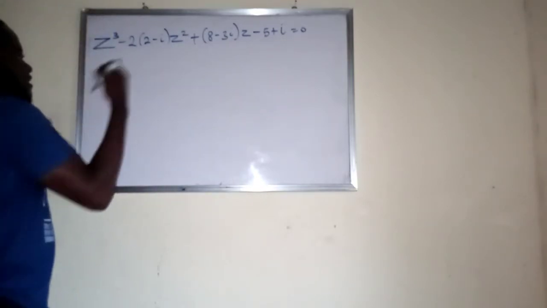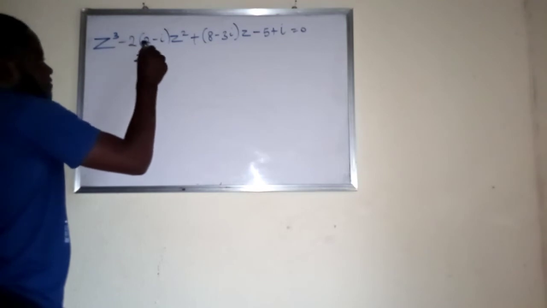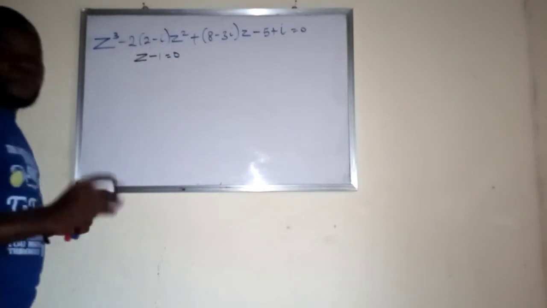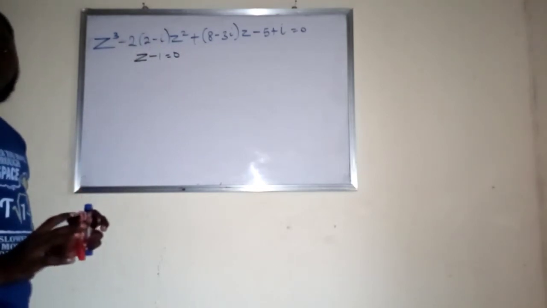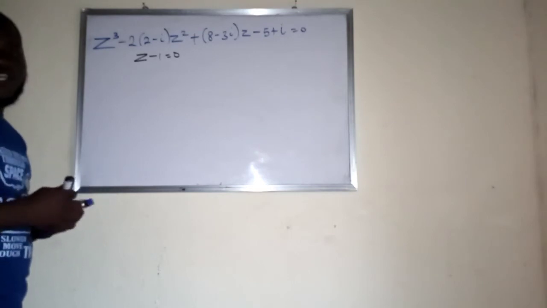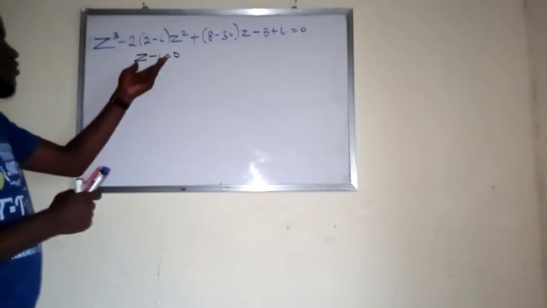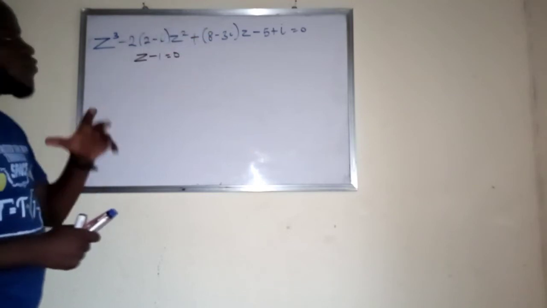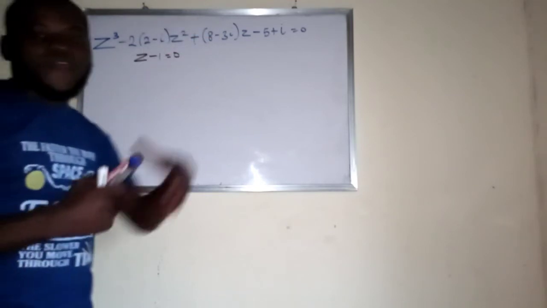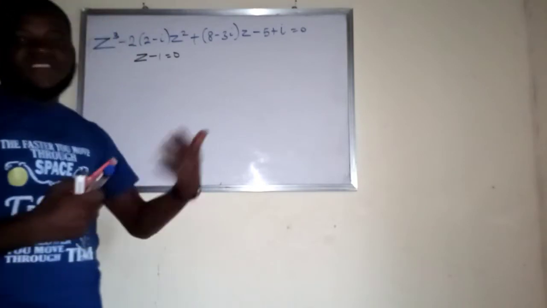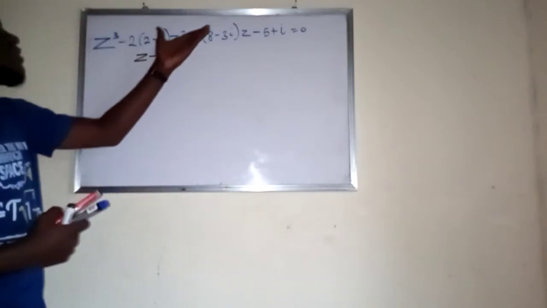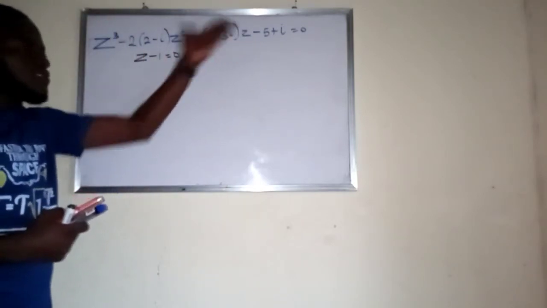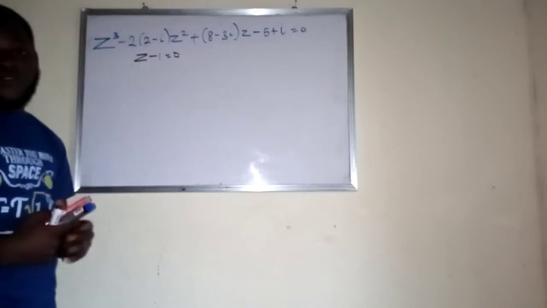So if z is equal to 1, automatically we have found one of the factors of this particular polynomial. So it means that z minus 1 equals 0 is a factor. What we are going to do next is use this factor to divide the main equation so that we can get the remaining two factors, which can be the quotient of the result.